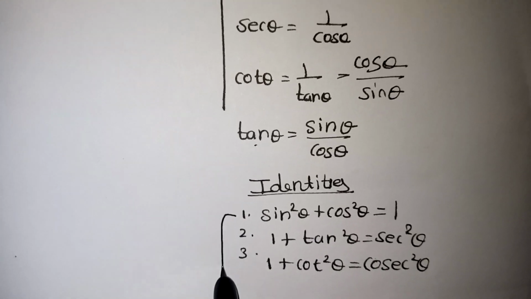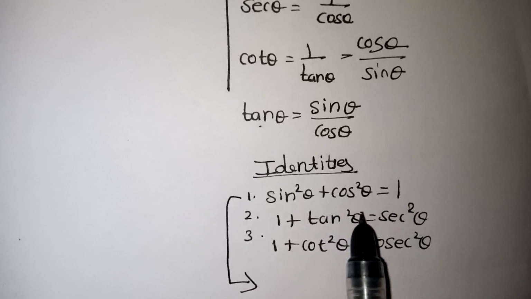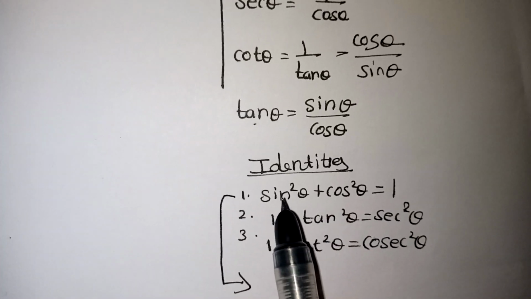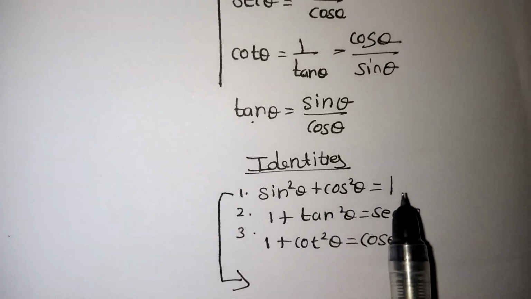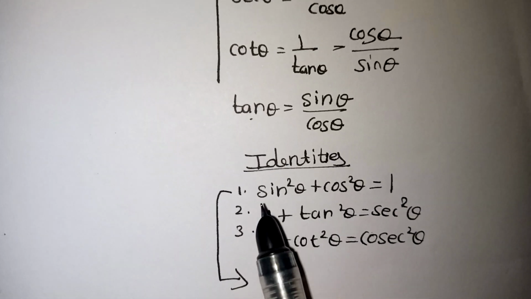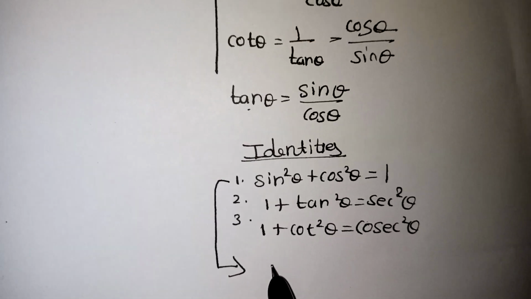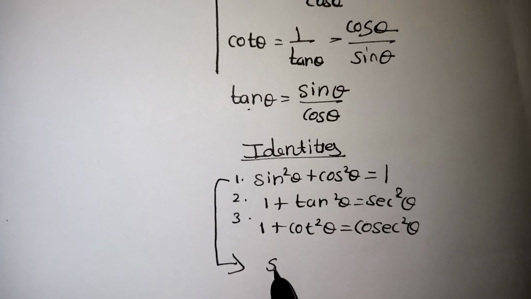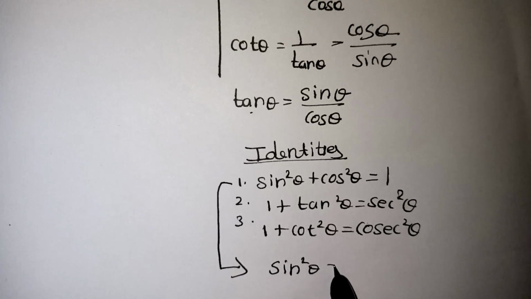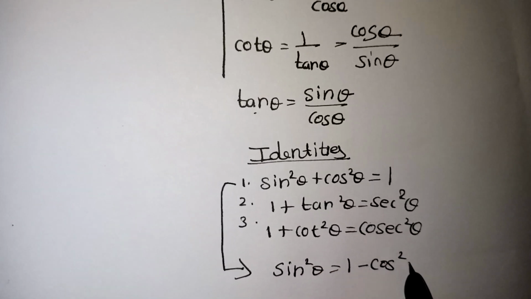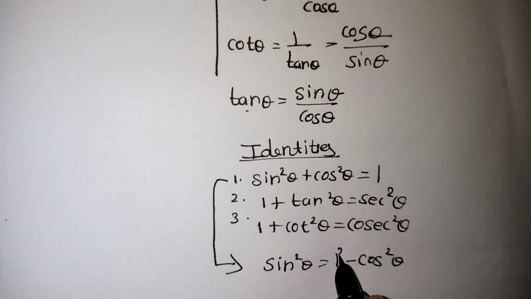Suppose I am taking the first one, sin squared plus cos squared equal to 1. If I want to find the sin, I can take cos to the other side. If I want to find the cos, I should take sin to the other side. Suppose my question is sin squared theta, then plus cos squared will go to that side, so 1 minus cos squared theta we can write. 1 is nothing but 1 squared.